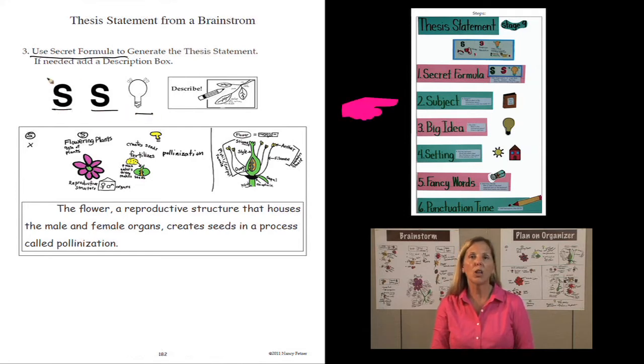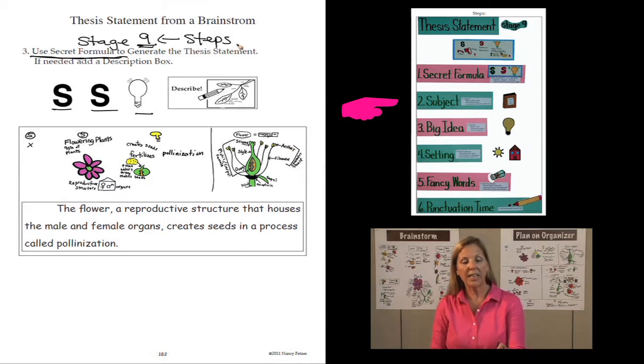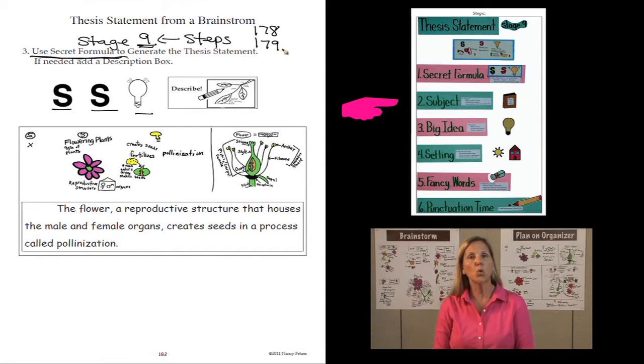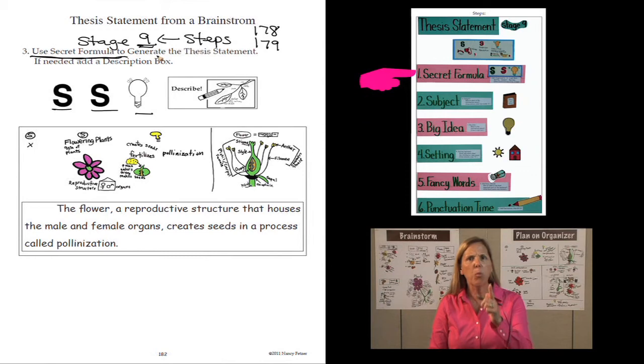That's when you are following your stage 9 steps. On page 178, that was the at-a-glance teacher steps to follow. Page 179 was a visual of a chart that you could display for the students to follow. So once you've discussed your big idea from your brainstorm, then you'll say, all right, boys and girls, let's use our steps in order to form our thesis statement. Step 1, get organized. Use the secret formula, SS light bulb.